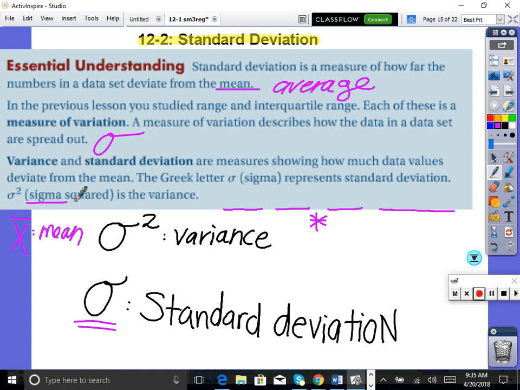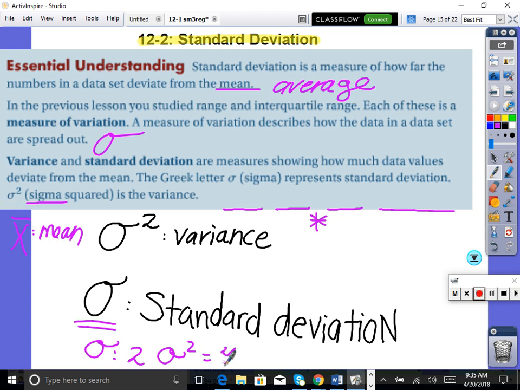Variance we will not use in this class. It is used in statistics, but we won't use it in this class. However, it will ask you what the variance is. So all you have to do is take your standard deviation and square it. So let's say my standard deviation was 2. The variance would be 2 squared, which is 4.